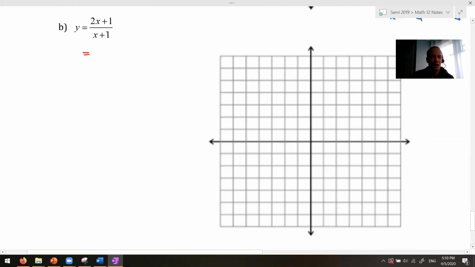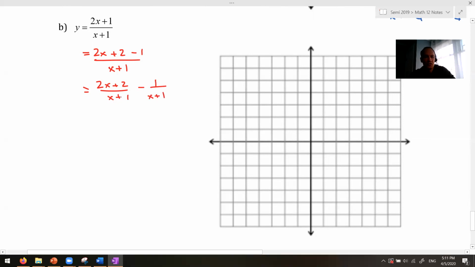So what are you going to have to break this top up into to turn it into something useful? It's going to be 2x plus 2. Of course, we can't turn 1 into 2 for free, so 2 minus 1 is 1, and everything's balanced and good. Now we can split this up into 2 different parts.